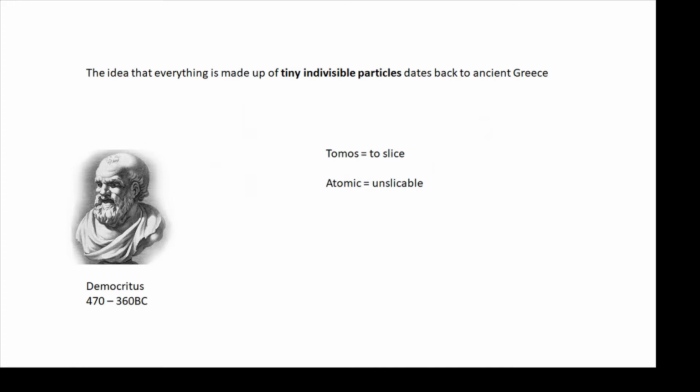Nuclear Physics 1. So this is the first of my nuclear physics videos, and it's about early models of atoms. So atoms were invented around 400 BC. This bloke here, Democritus, a Greek guy, suggested that everything was made up of tiny indivisible particles, and as the word tomos is to slice, something you can't slice is atomic, so tiny little particles.